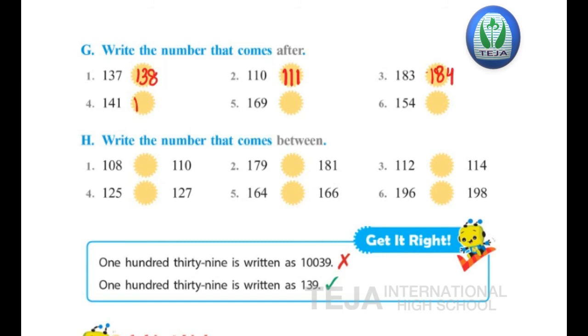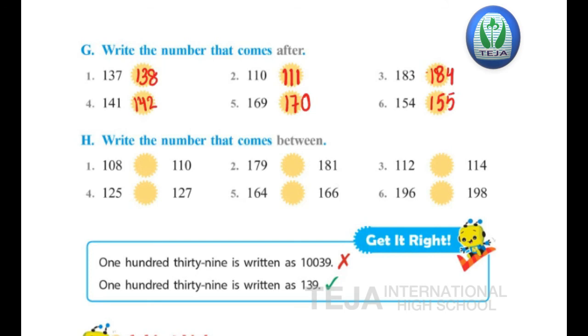Next, 141. After 141, which number do we write, children? 142. Next, fifth one, 169. After 169, which number do we write? 170. Next, sixth one, 154. The after number of 154 is 155.